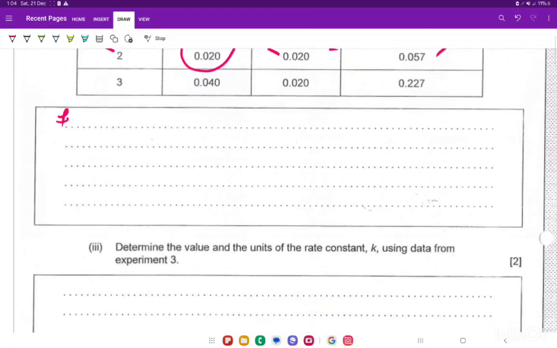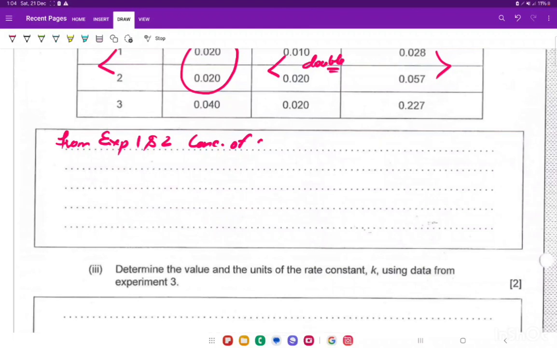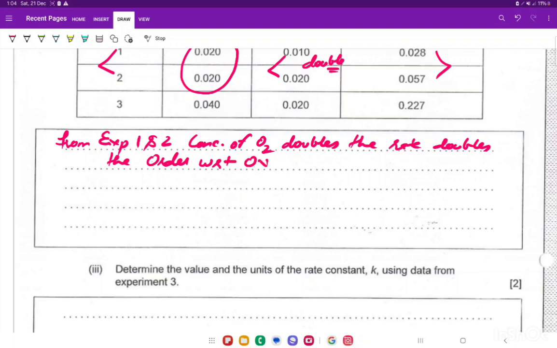So I will write: from experiment 1 and 2, concentration of O2 doubles, the rate also doubles, thus order with respect to oxygen is equal to 1. Concentration doubles, rate doubles, then order is 1. First order with respect to oxygen.